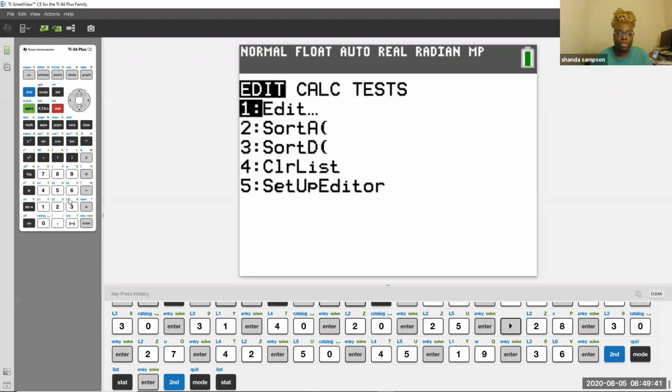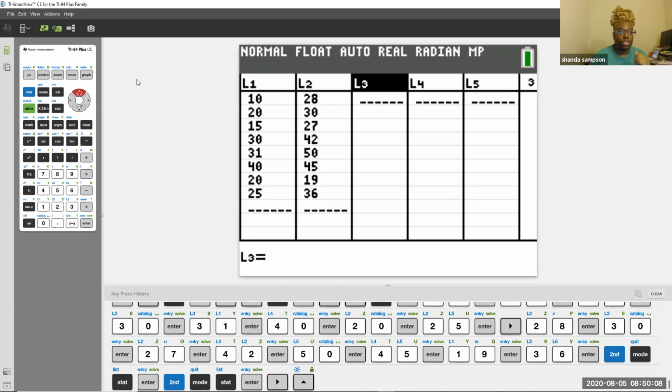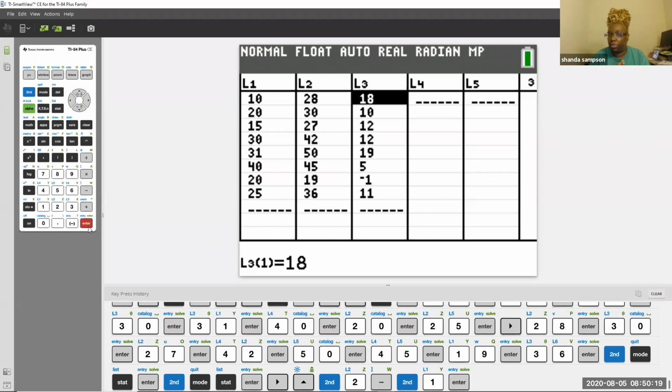Of course, you go to stat and you go to edit, and you're going to put the first list in list 1 and the second list in list 2, which I already have those numbers put in here. But I didn't do the rest because I want to show you how to do the rest in case this is your first video of looking at differences. So you go up to L3, and remember we're using Y minus X, so we're going to put in L2 minus L1. Then we're going to hit enter, and it's going to populate those differences for us.